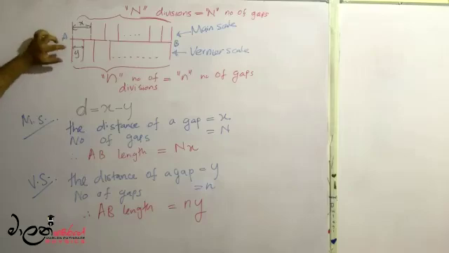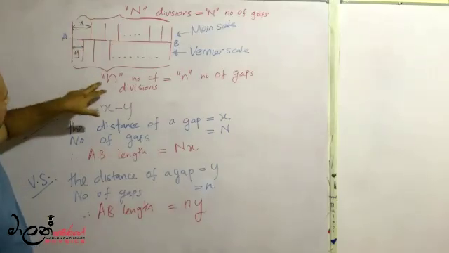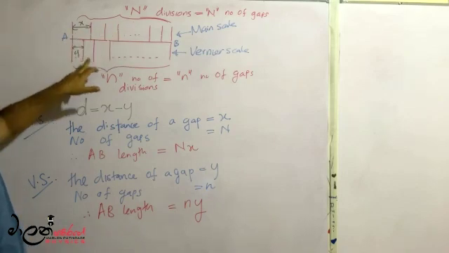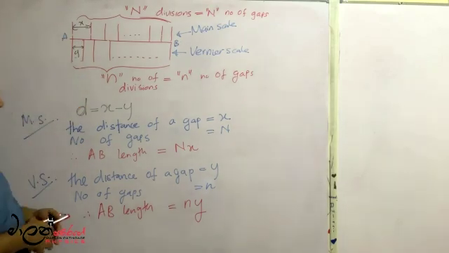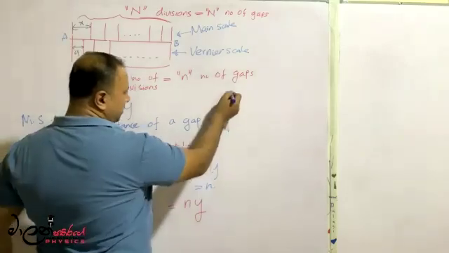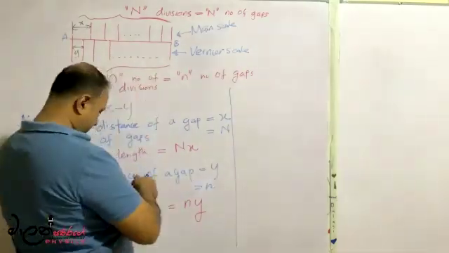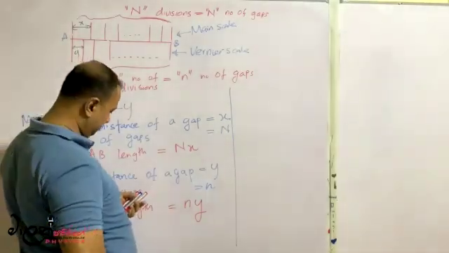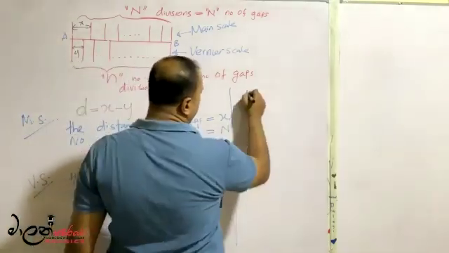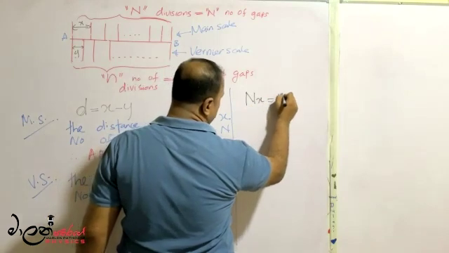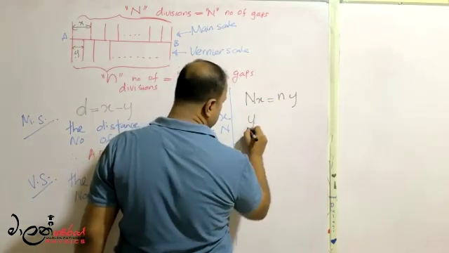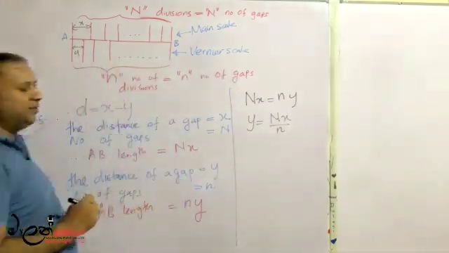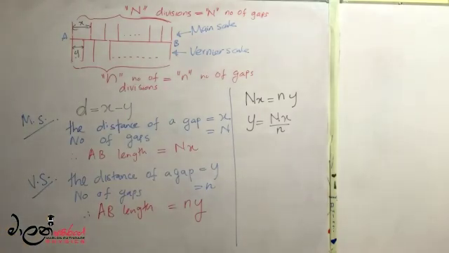That means the AB length can be written as capital N times X or simple n times Y. Therefore, capital Nx is equal to simple ny. Therefore, y is equal to Nx over simple n.